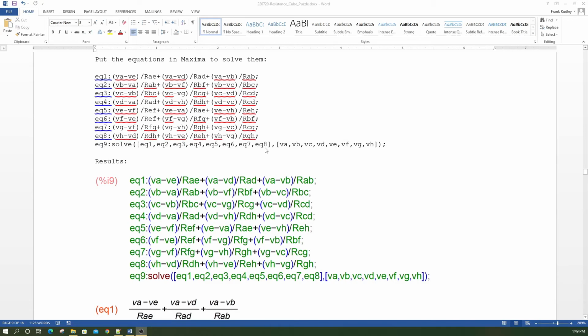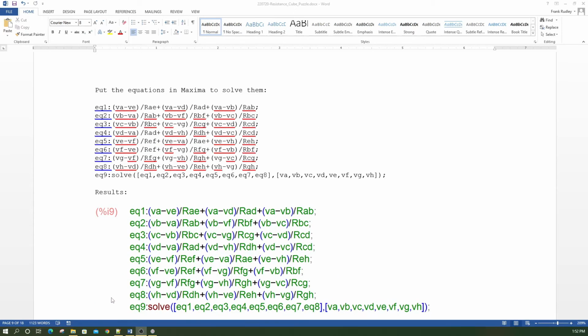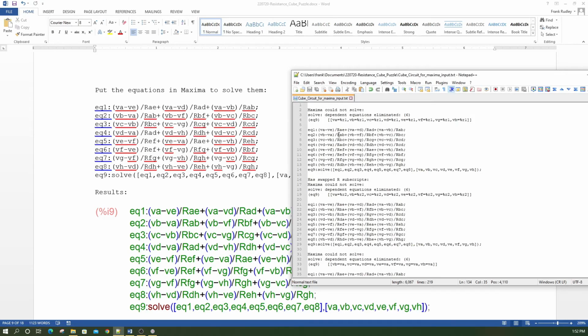So now we're going to put the equations in Maxima to solve them. I have these 8 equations, and I put them in text. I found it easier to use Notepad and put them in text, and then put them into Maxima. So that's what I'm going to do now, and we'll let Maxima solve it. I'm going to grab these equations out of Notepad. So I have equation 1 through 8, and I have a command here to try to solve the equations. I'm going to put that into Maxima.